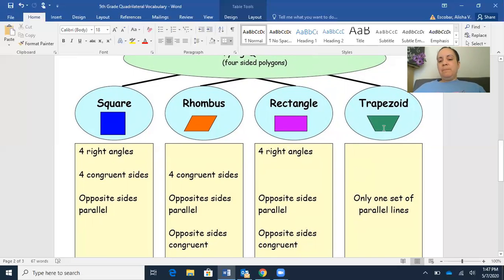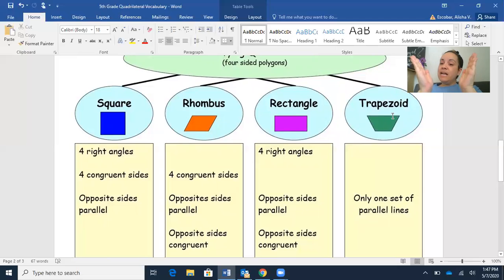All right, last shape, trapezoid. That's a funny sounding word. Say that with me. Trapezoid. A trapezoid only has 1 set of parallel lines. Look at this shape. Which sides do you think are parallel? I'm going to give you a second. Look at this shape. Which sides are parallel? Is it this side and this side, or is it this side and this side? You're right. It's the top and the bottom. The top side and the bottom side are parallel.